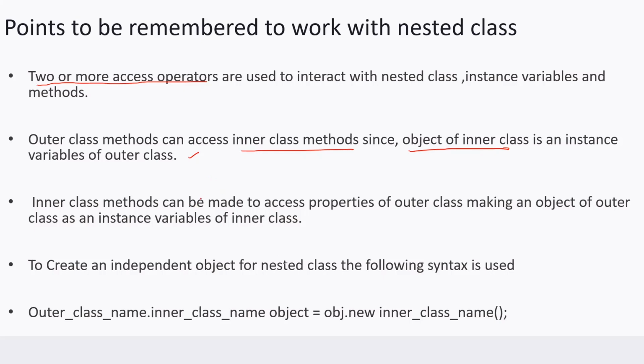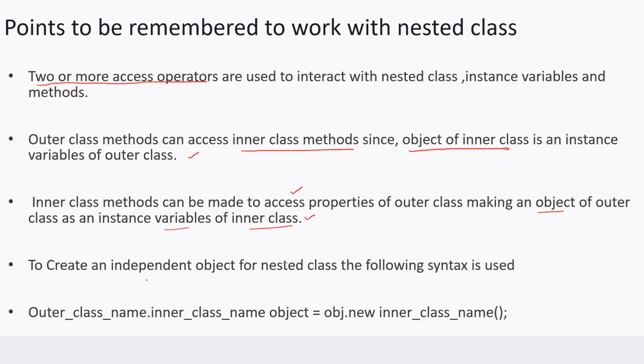Now, inner class methods can access properties of the outer class, by making an object of the outer class an instance variable of the inner class. You can take the outer class object and make it an instance variable of the inner class, so that it acts as the inner class method's access to properties.